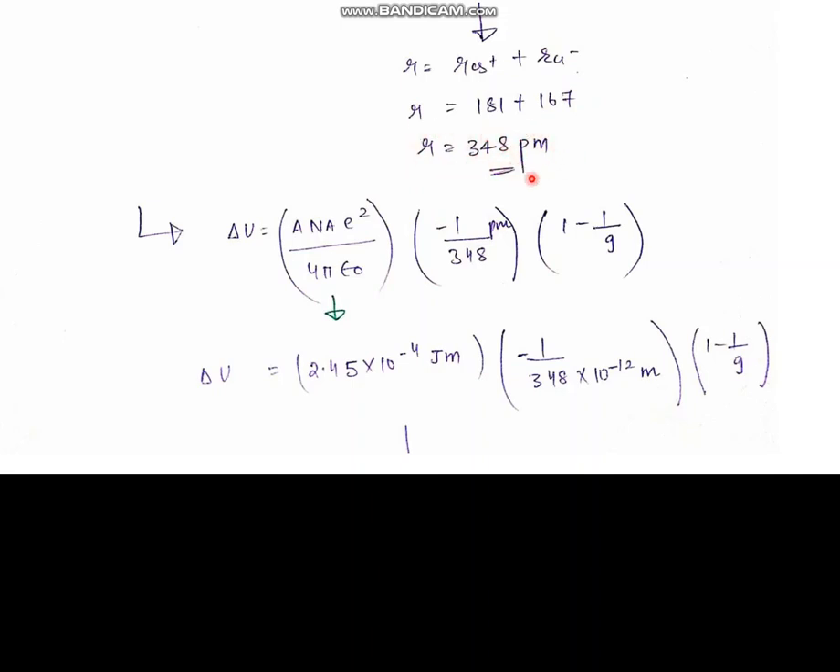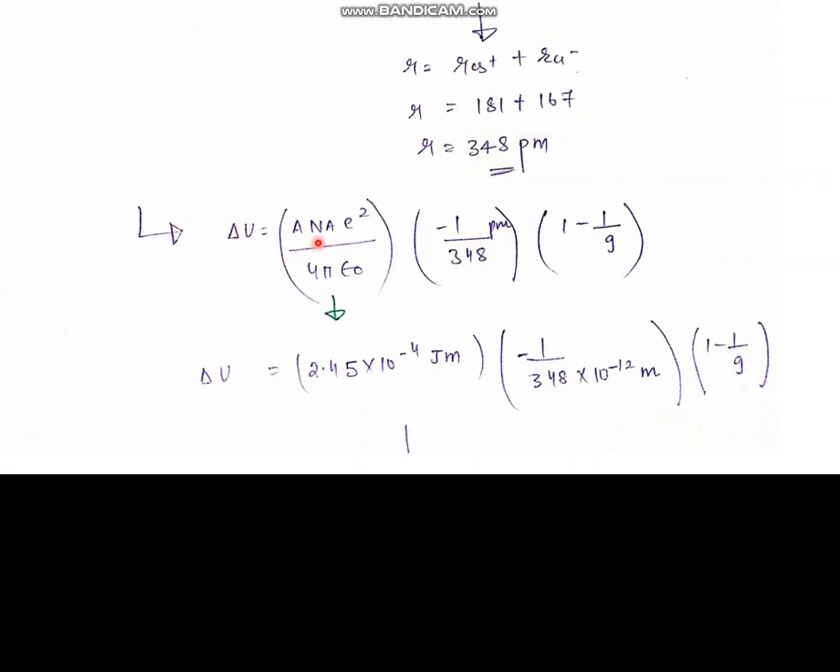Now the unit of radius is picometer, and we have to find the values in meters, so we have to convert these picometer values to meters. 1 picometer is equal to 10 raised to the power minus 12 meters. So we have to convert these values to meters only. Now this is your Born-Landé equation.